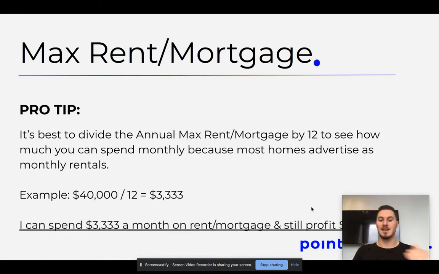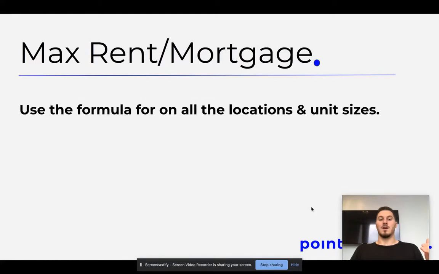Okay, that's exactly what this is telling me. Now, what I want you to do, the next step, is use this formula for all of the locations and unit sizes that you have the average annual revenue for. So all that data that you extracted, and then the averages that you added up. So now you know the average annual revenue.